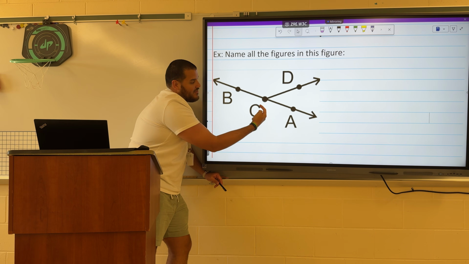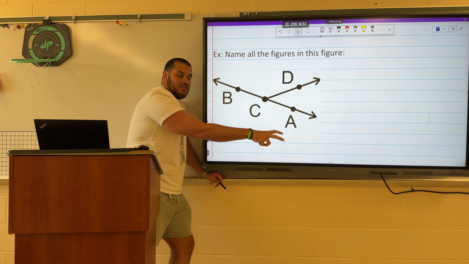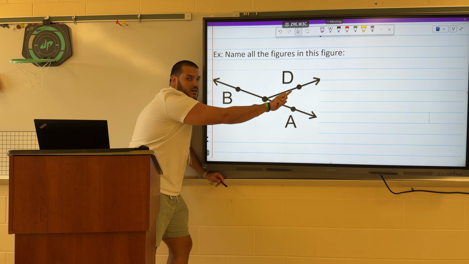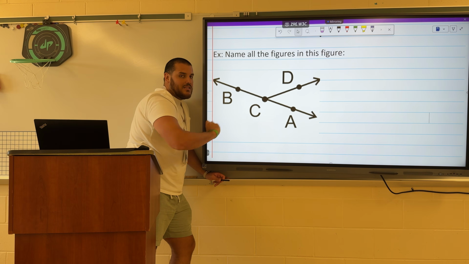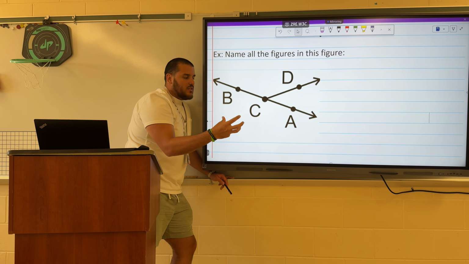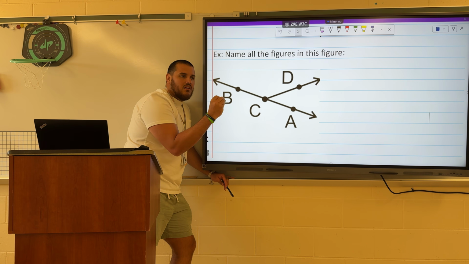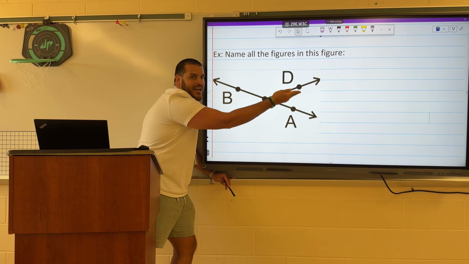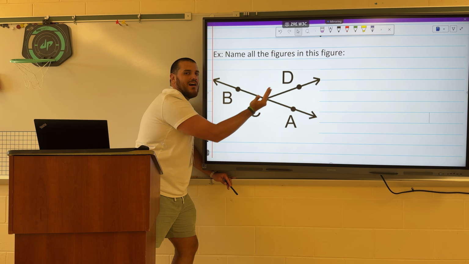Ray CA and ray CB are collinear. They're on the same line. Ray CA and ray CD are not collinear. They're not on the same line. And by the way, even though we're saying linear and line a lot, things can be collinear on rays. For example, C and D are collinear. Even though that's not a line, they're still collinear because they're still on the same thing.